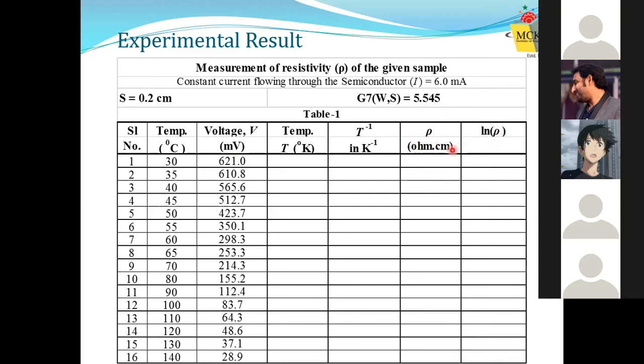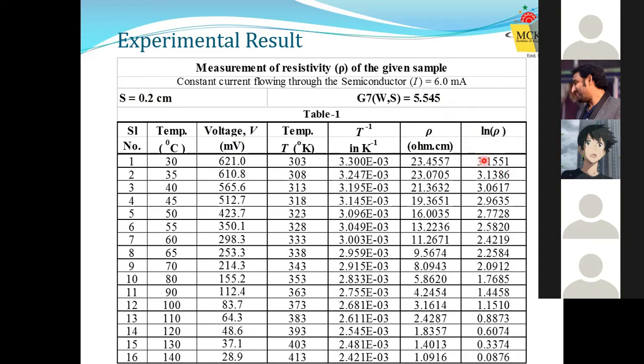Please keep in mind, I'll come back to this. This is ohm centimeter, the unit. So you will not change the unit of S. Do not change the unit of S to meter. Keep it in centimeter as it is. G7 is a constant. So now if you have rho, you will have ln rho.